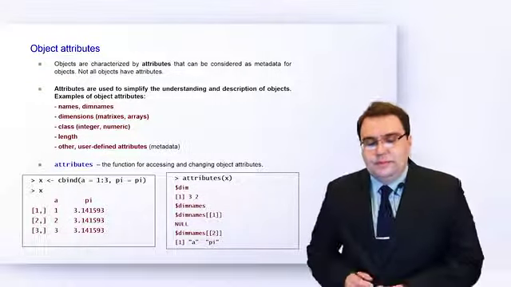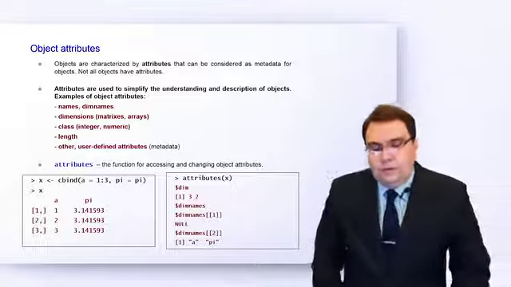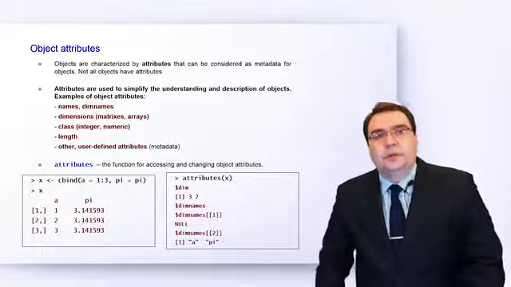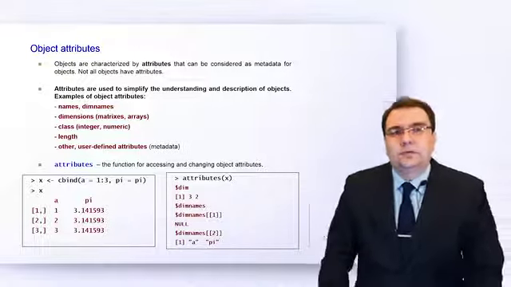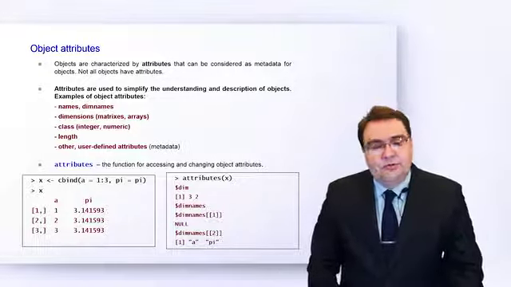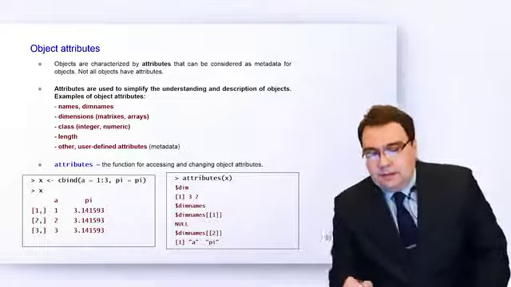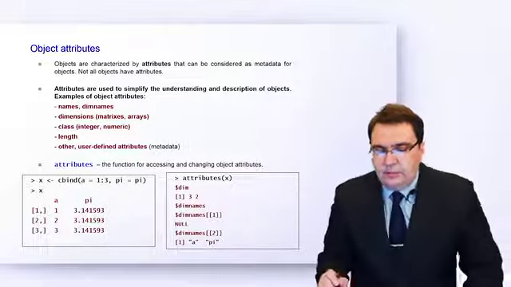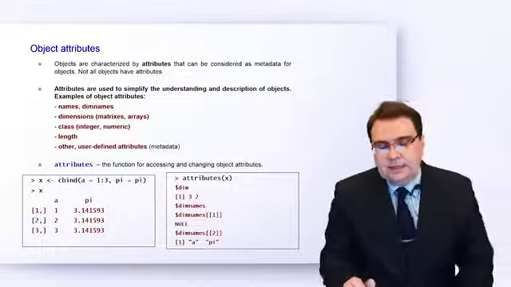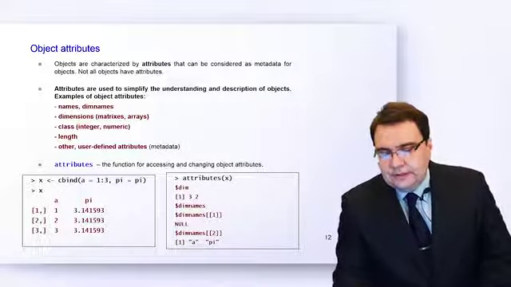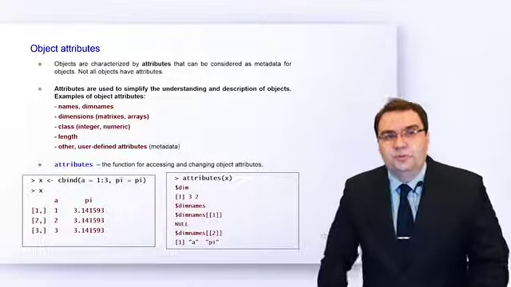Okay, object attributes. Objects are characterized by attributes that can be considered as metadata for objects. Not all objects have attributes. Attributes are used to simplify the understanding and description of objects. As examples, I can note names, dimnames, dimensions for matrices and arrays, and class, for example, for integers, for numeric objects, length, and other user-defined attributes.